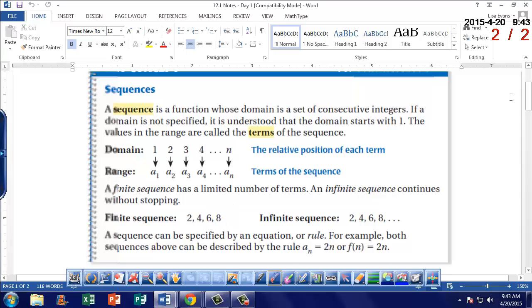So a sequence can be specified by an equation or rule. For example, the sequences above are described as 2n. That means I take my first term and I multiply it by 2, so 2 times 1. That's where I get 2 from. This is my second term, so I take 2 times 2. That's where I get 4 from. I'm going to talk a little bit more about this when we go and do the second set of examples.